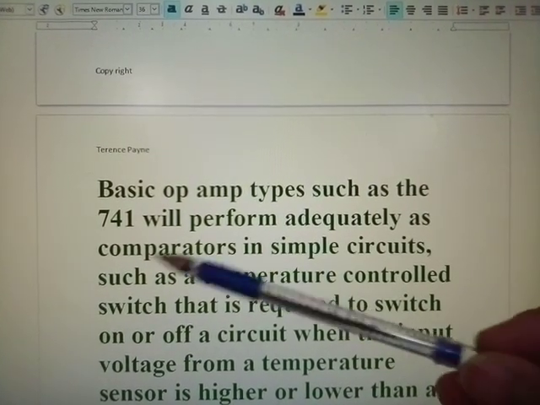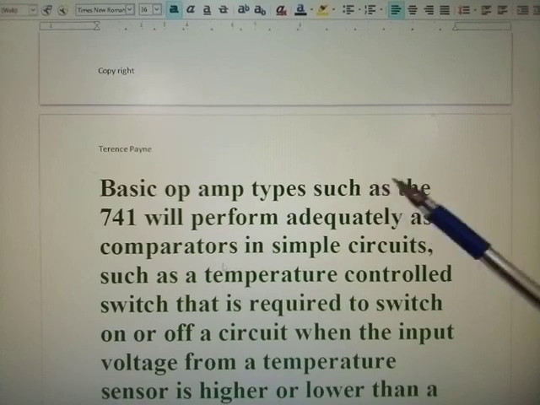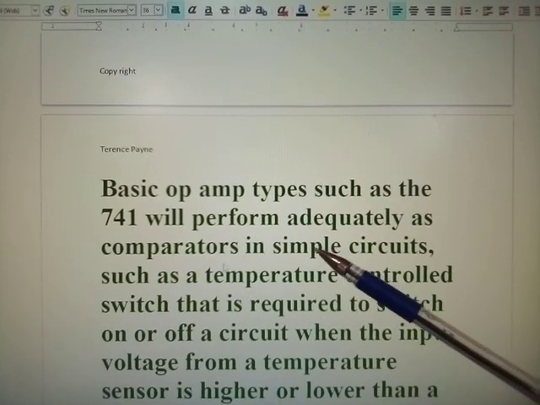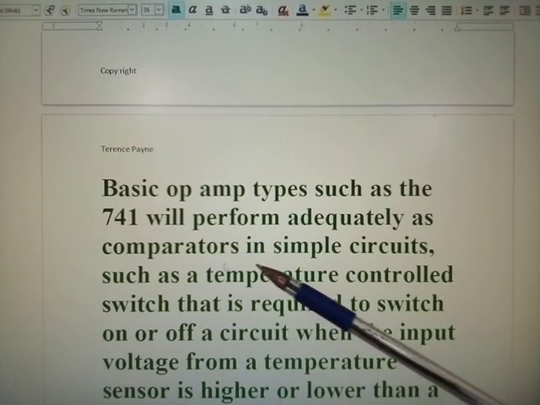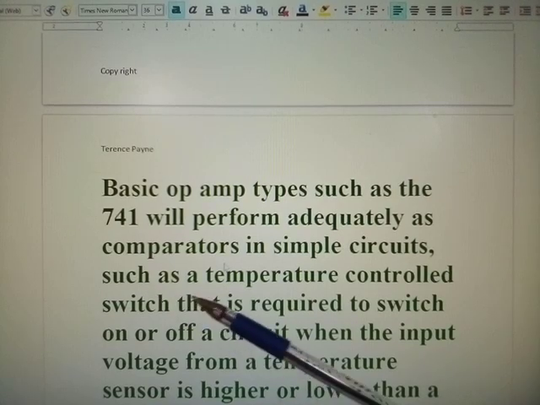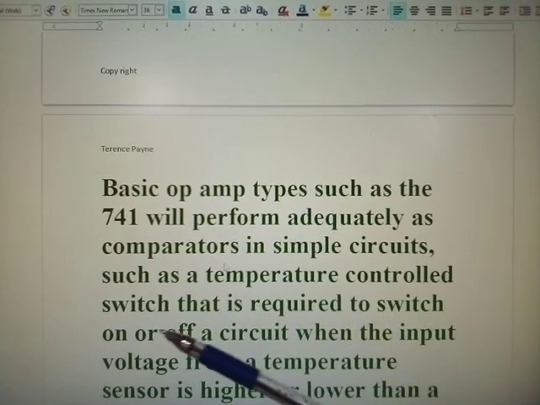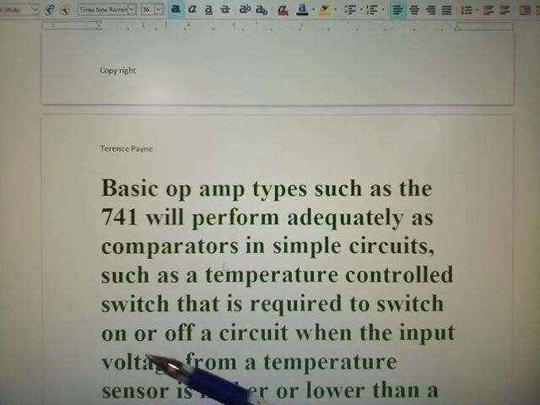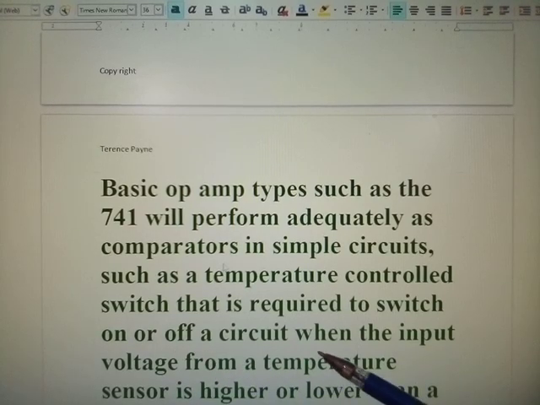Now, basic op-amp types such as the 741 will perform adequately as comparators in simple circuits, such as a temperature controlled switch that is required to switch on or off a circuit when the input voltage from a temperature sensor is higher or lower than a preset reference value.